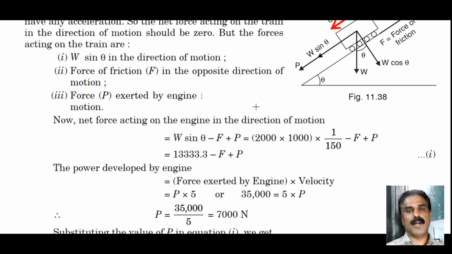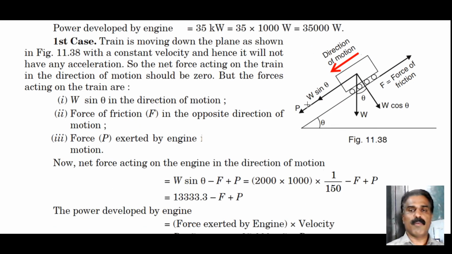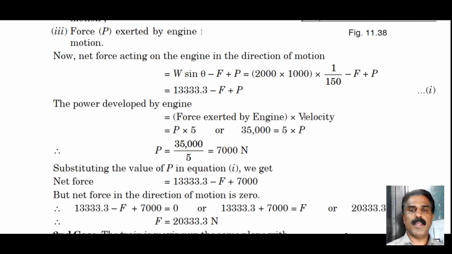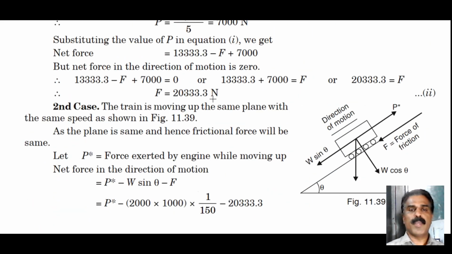We have already discussed that, because there is no acceleration for the engine, isn't it? It is moving with a constant velocity of 5 meters per second, so there is no acceleration. Therefore, according to Newton's second law of motion, there should not be any net force acting in the direction of motion. So here the net force acting is 0.